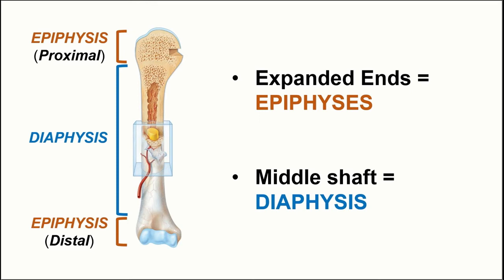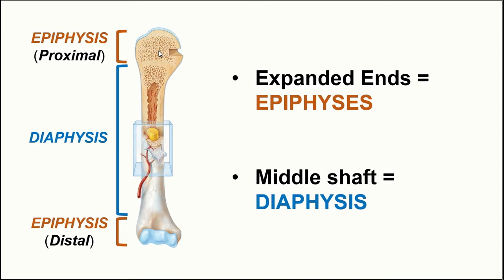So long bones typically have two ends, two expanded ends, I should say, called the epiphyses. Now, the epiphyses generally have a shell of compact bone on their outer surface, on their external surface, and internally they're generally filled with spongy bone.